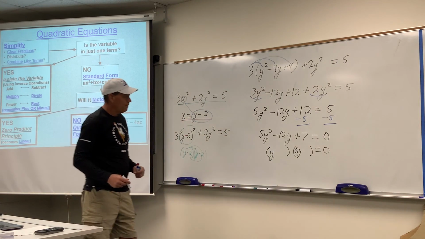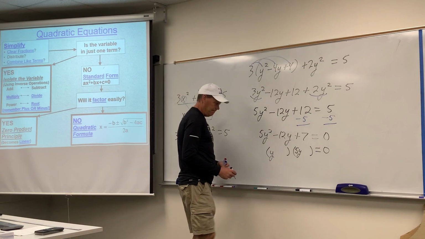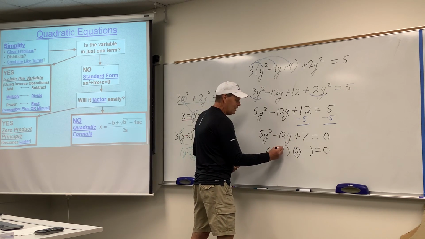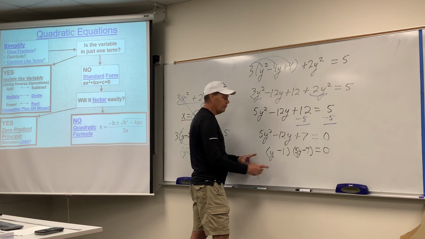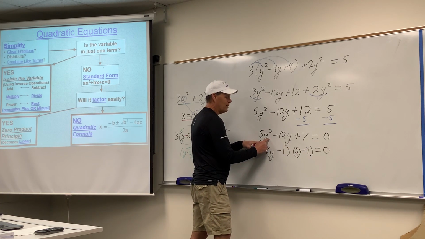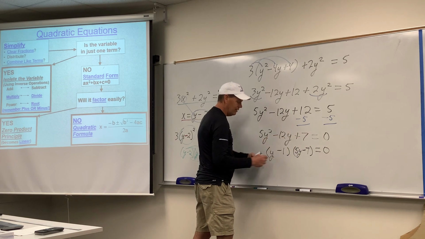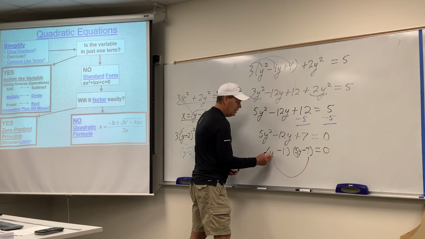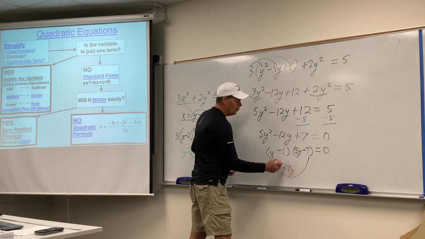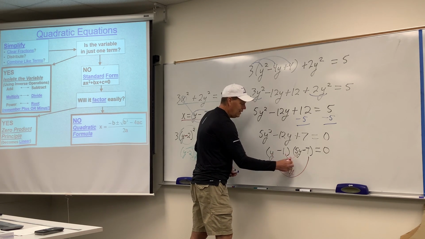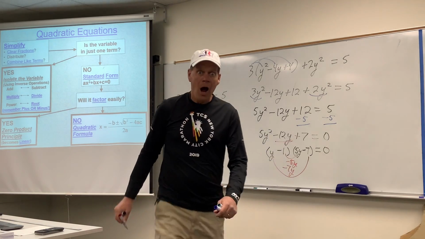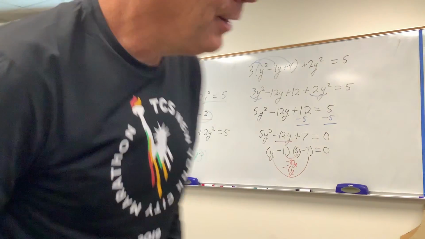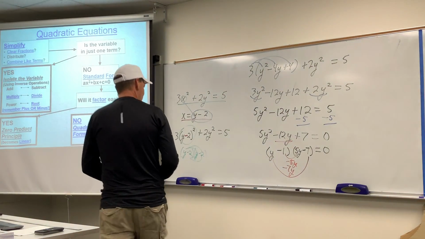But anyway, it looks like if we do y minus 1 and 5y minus 7, let's check this so far. First would be 5y squared, last would be plus 7, outer, negative 7y, inner, negative 5y, pardon me. Negative 12y, all right?